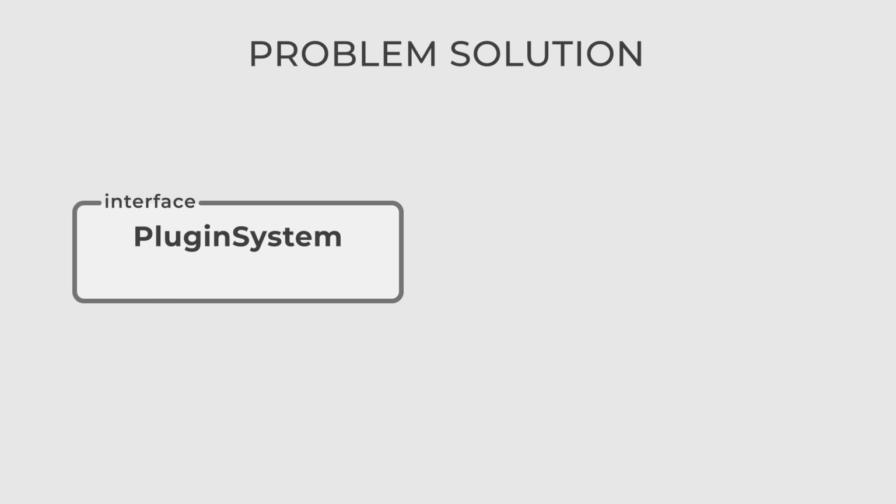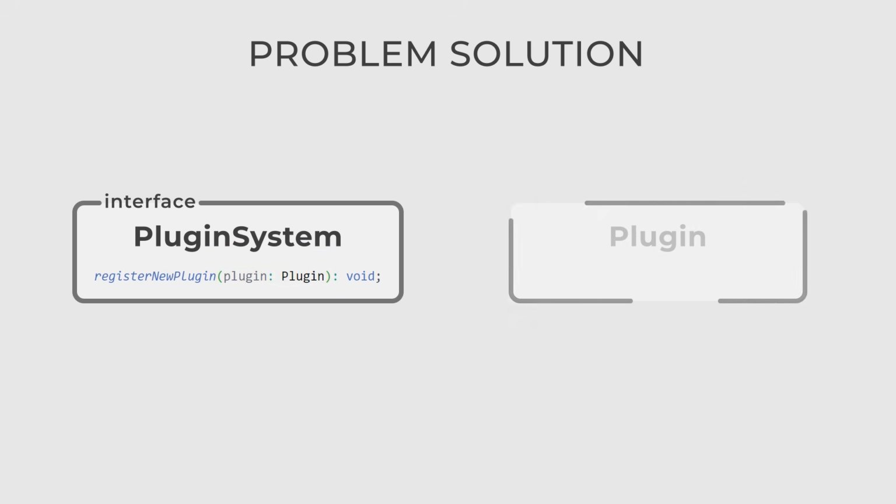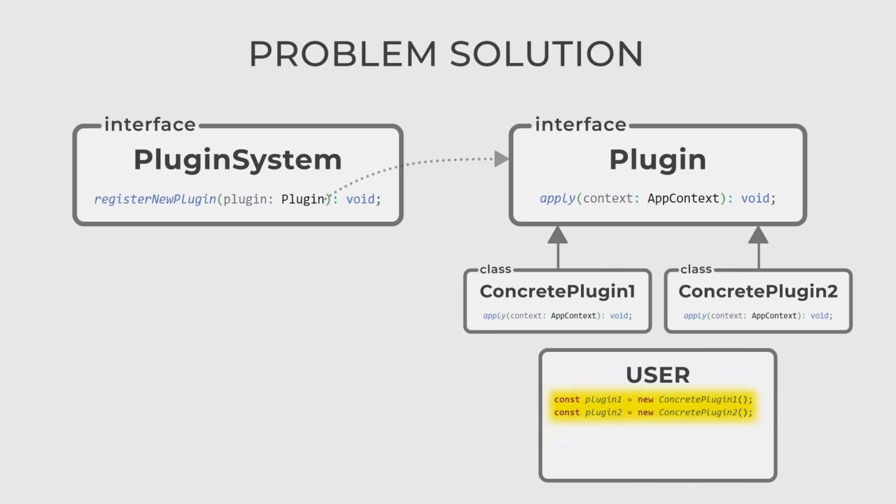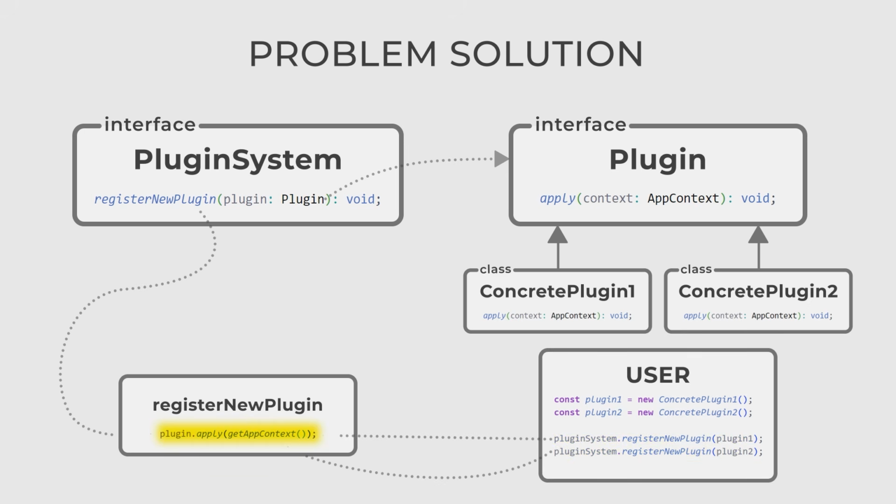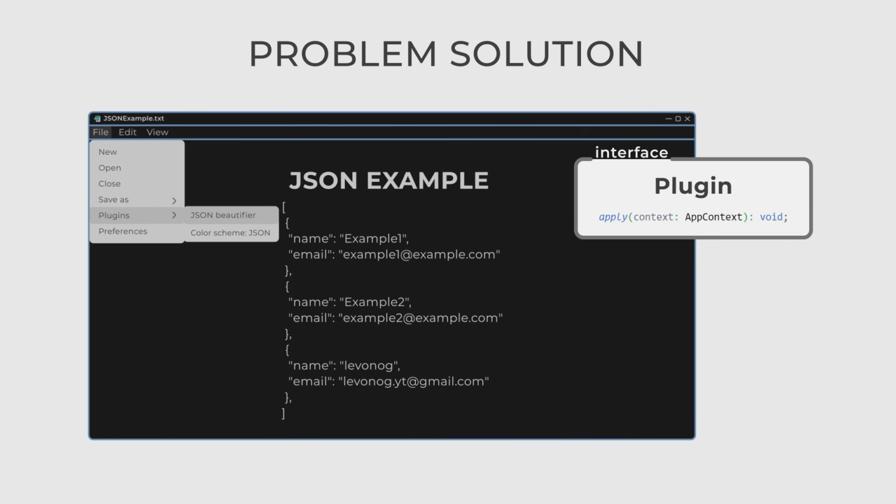First, let's create a plugin system interface that has a single method that takes a plugin as an argument. Then, let's define an interface each plugin must implement and call it plugin. It has a single apply function that accepts an application's context and will be called from the register new plugin method. When a particular plugin is created, we must call the register new plugin method with it, and then its apply function will be called from register new plugin. The apply function can now manipulate the context, add context menus, change the text, add callbacks, and so on.